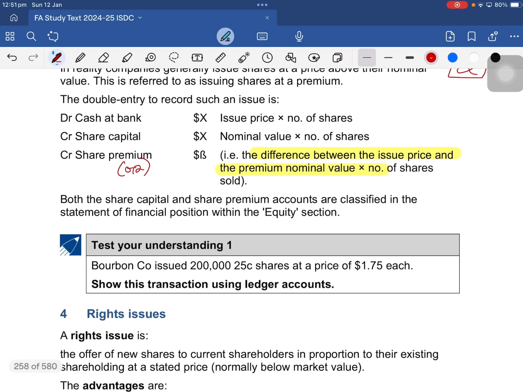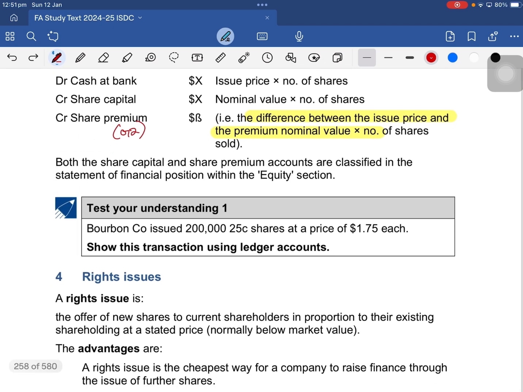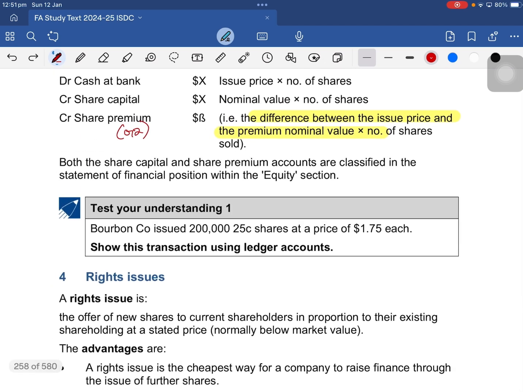Okay, we'll do this with an example. Bourbon Company issued 200,000 shares of 25 cents each at a price of 1.75. So this is how you record it. Debit bank, and for bank, how much do you get? Cents. Clear? Cents. So if you want to convert, how do you convert? Divided by 100. Clear, no?